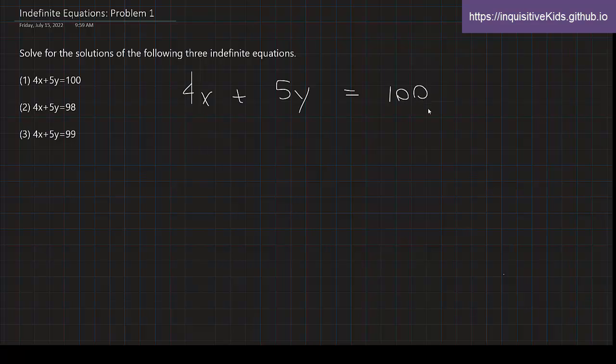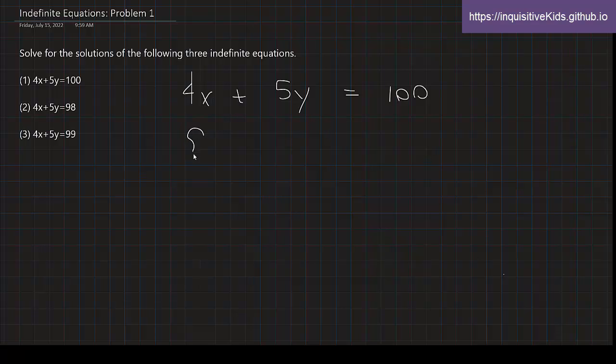with the factors and multiples. So over here, let's look at the coefficients, which is the leading number of each term. 4 and 5 are the coefficients, and 100 is the final sum. 100 is a multiple of 4 and a multiple of 5, so this should be easy.